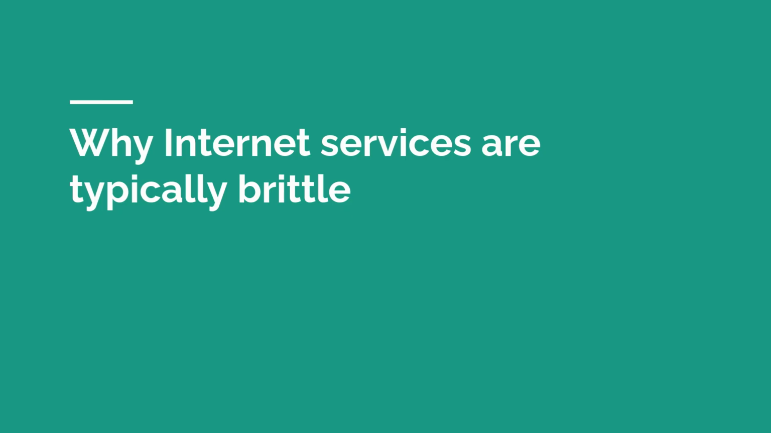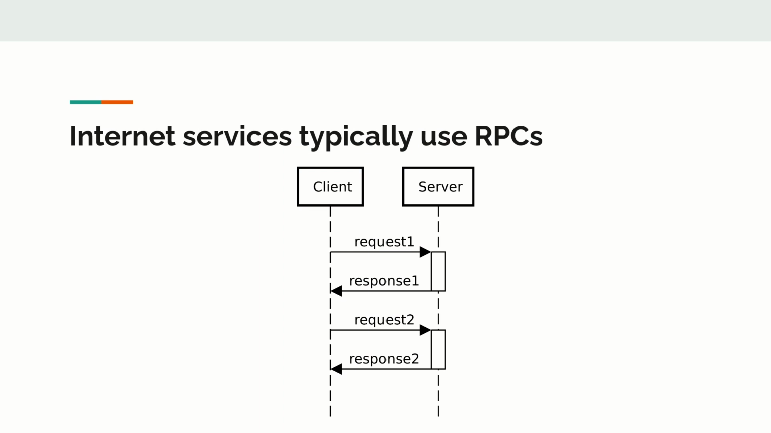So first, why are internet services typically brittle? In my opinion, that's because they use RPCs. An RPC is an architecture where you have a client and a server, and the client makes requests, and the server has to reply to each individual request. So you're very likely familiar with this architecture. This is what pretty much everybody uses when they are integrating services or software over the internet.